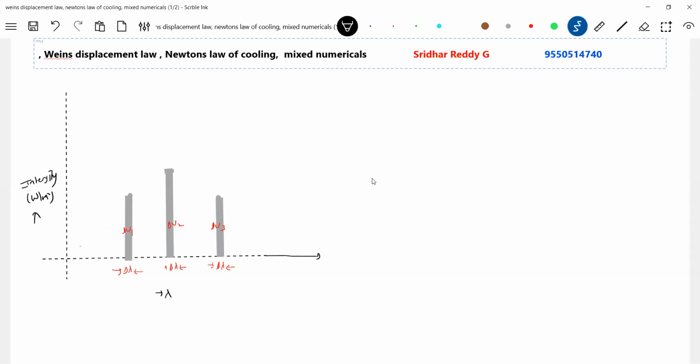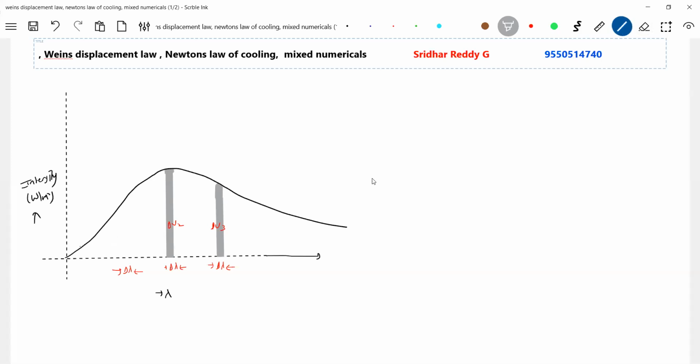Okay, the curve I'll modify. Let me do some small correction. Small graphical based questions are very important. If you check the competitive exams, they've asked very nice questions based on just this very small information.